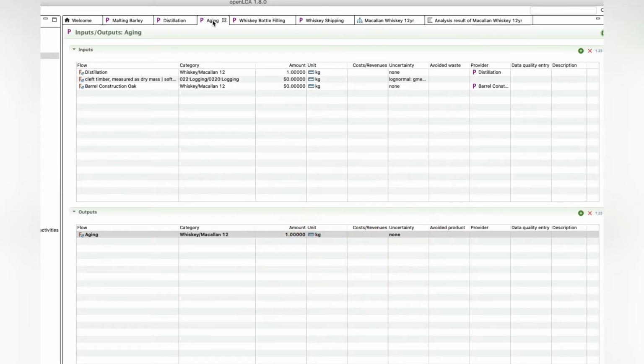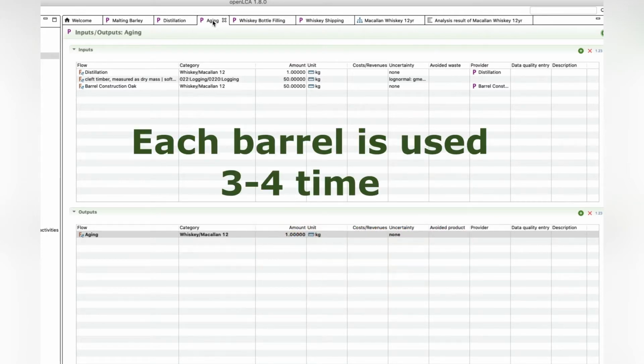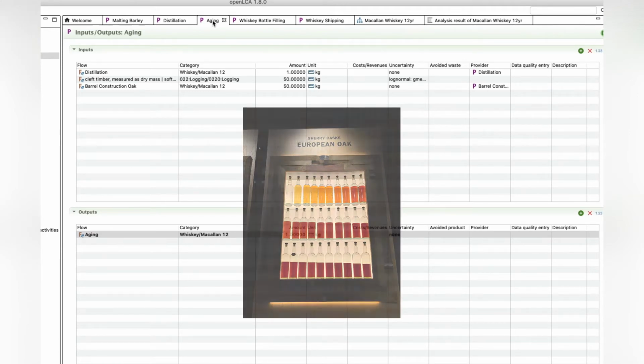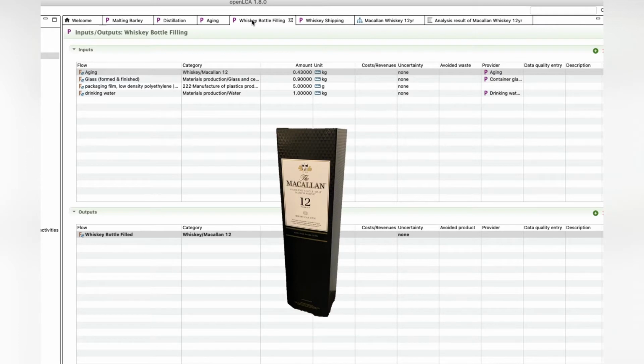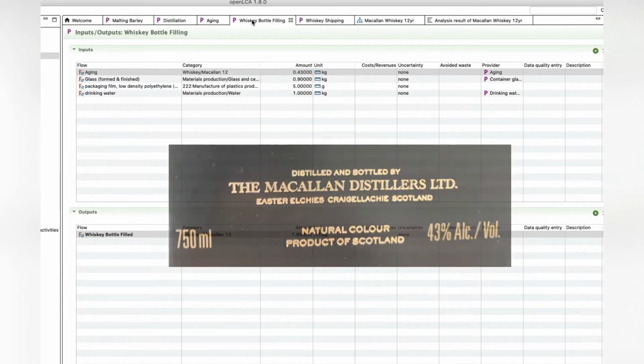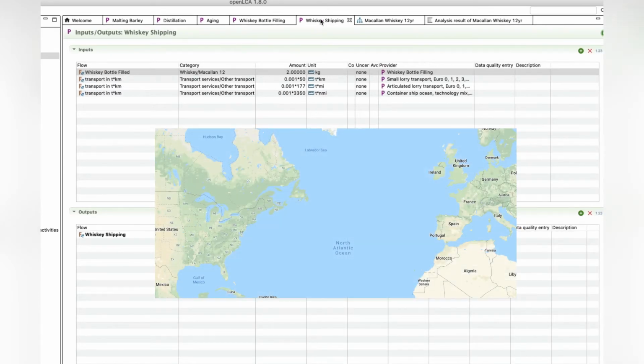We have added the oak barrel from Jerez in Spain. There are 53 gallons per barrel, which will produce around 31 gallons over the 12 years from evaporation, otherwise known as the angel share. After the aging comes the bottling, which includes the glass bottle and packaging. We add water to this step as it is 43% of alcohol by volume. The whiskey is shipped from Scotland to the US. We have some trucks and container ship distances in nautical miles.